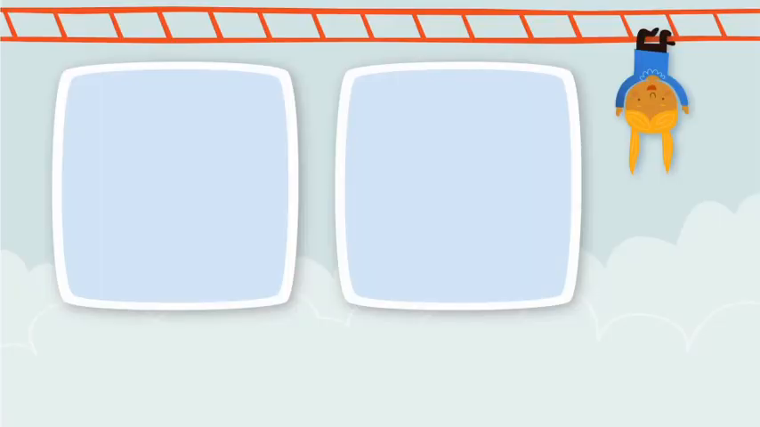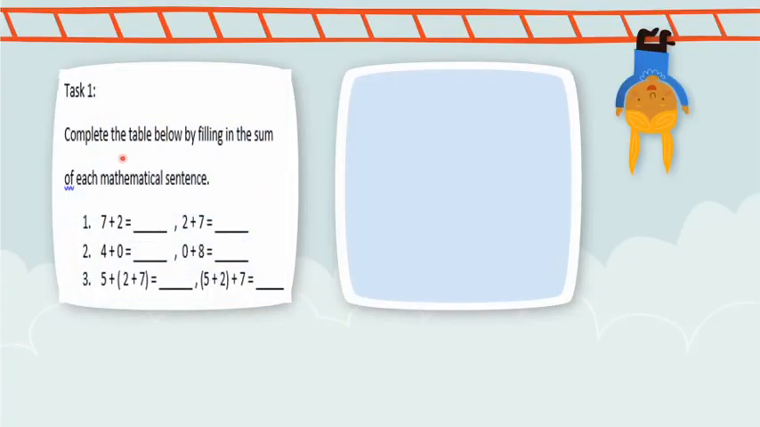Let us have this first task. Complete the table below by filling in the sum of each mathematical sentence. The first one we have here: 7 plus 2 is equal to blank, and 2 plus 7 is equal to blank. So the answers for question number 1 are both equal to 9. Now for question number 2, we have 4 plus 0 is equal to blank, and 0 plus 8 is equal to blank. So the answers for question number 2 are 4 and 8.